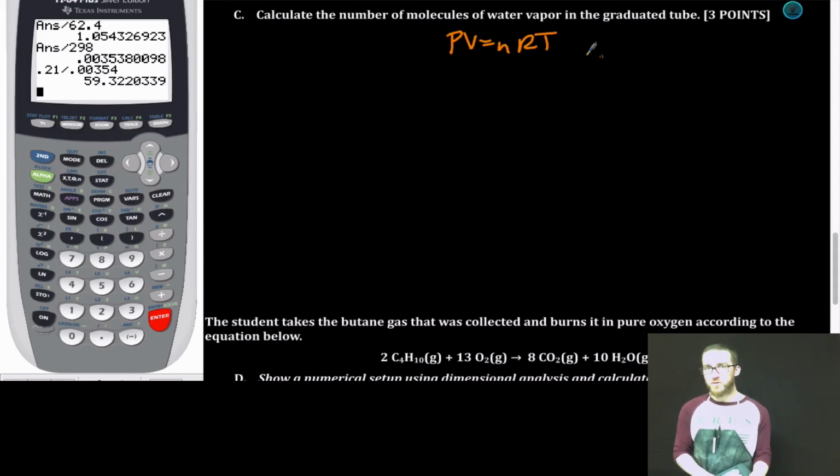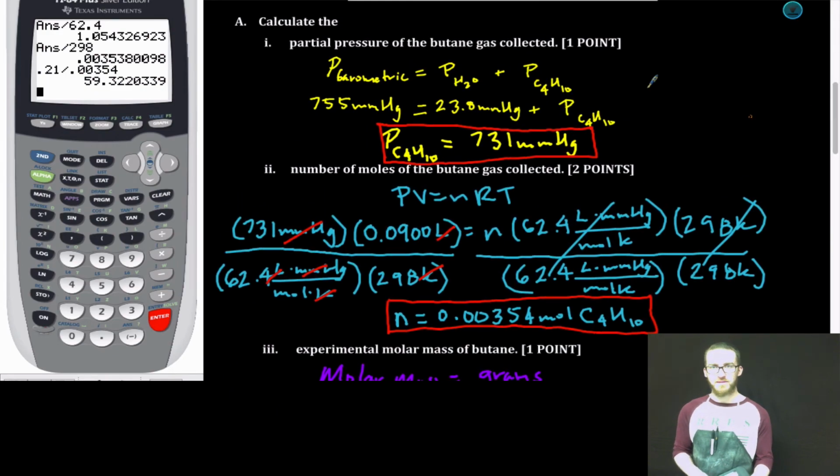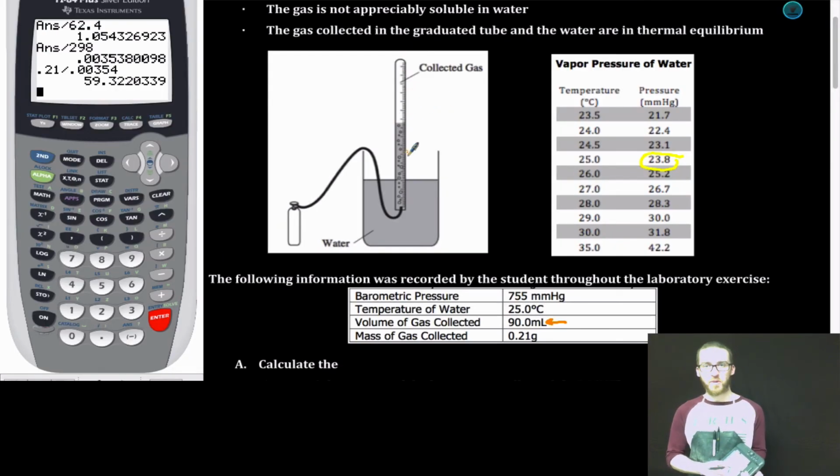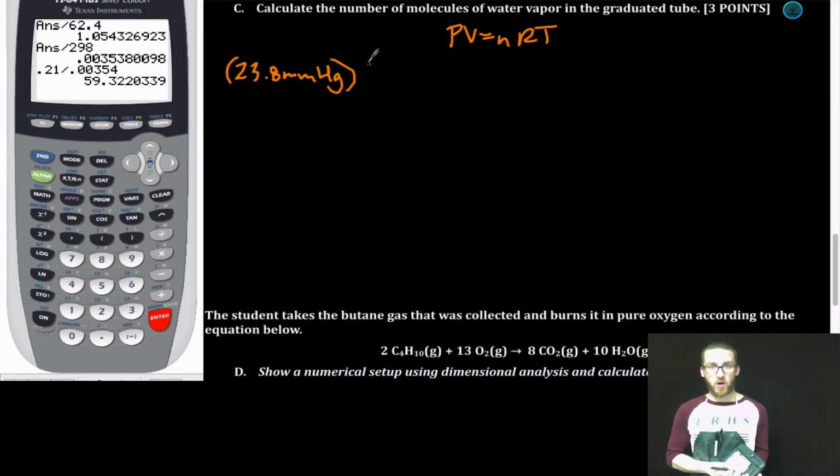Part C. Calculate the number of molecules of water vapor in the graduated tube. All right, we're going to come back to PV=nRT. In the graduated tube, the partial pressure of the water vapor, all the way back up in part A, is 23.8 millimeters mercury. Both the butane and the water vapor occupy that 90 milliliters. It's not like the water vapor is just going to hang out in one section and the butane's going to hang out in the rest, right? They're gases, so they fill their containers. So the water vapor also occupies 90 milliliters, or 0.0900 liters of space.